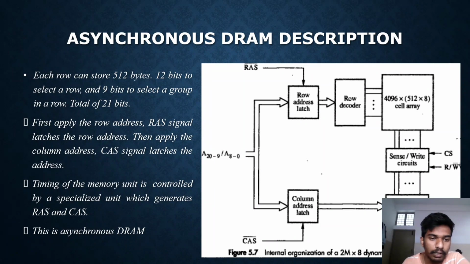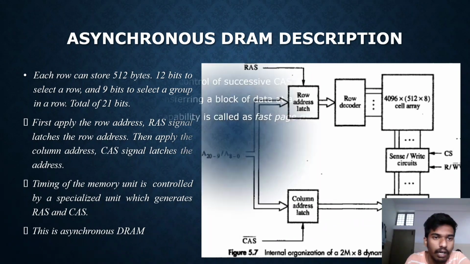Then the timing of the memory unit is controlled by a control unit which generates RAS and CAS. This is known as DRAM. As you can see in this diagram, RAS is connected to the row address latch and CAS is connected to the column address latch. A8 to A0 are connected to the row address latch, and A8 to A0 also go to the column address latch. Then these are connected to the sense or write circuits, which are connected to CS and read or write.